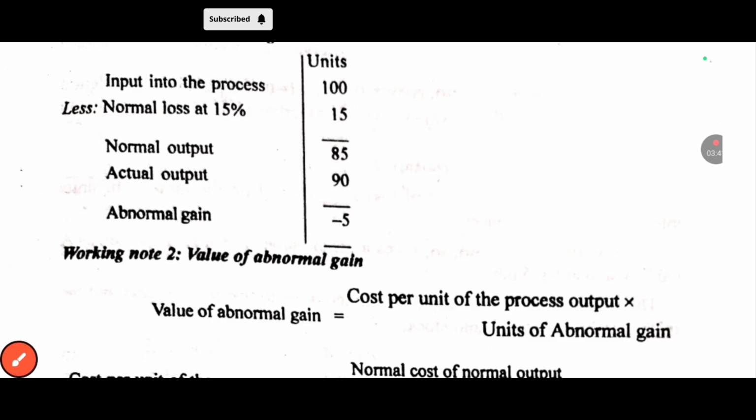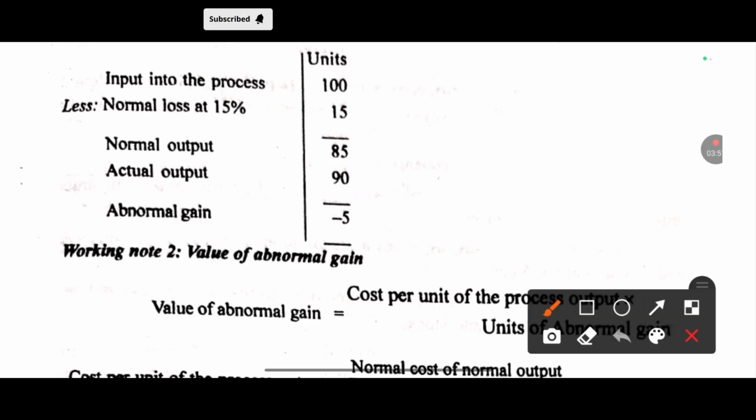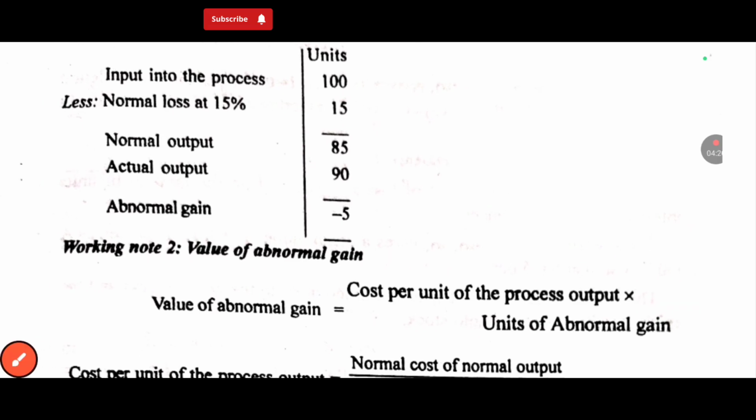Then listen, how much actual output do we have? In the question the actual output is 90 units. The actual output is always compared with the normal output. Accordingly, here we subtract actual output and normal output. What is the difference between actual output and normal output? 5 units. Listen, 85 units cannot be subtracted by 90, so we have minus 5 units. What is this minus 5 units called?